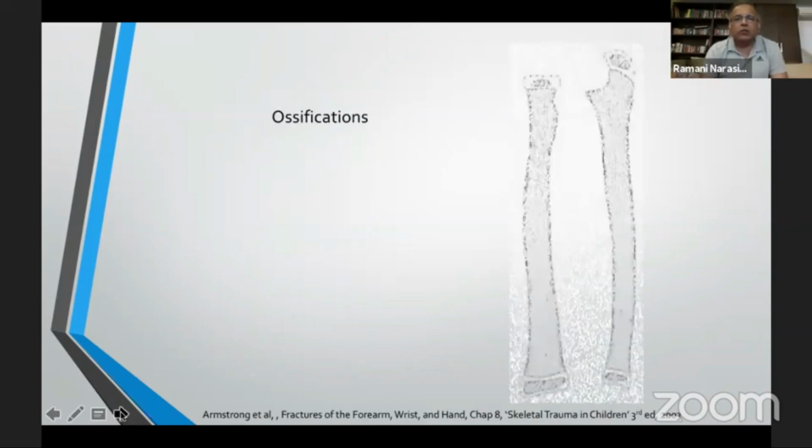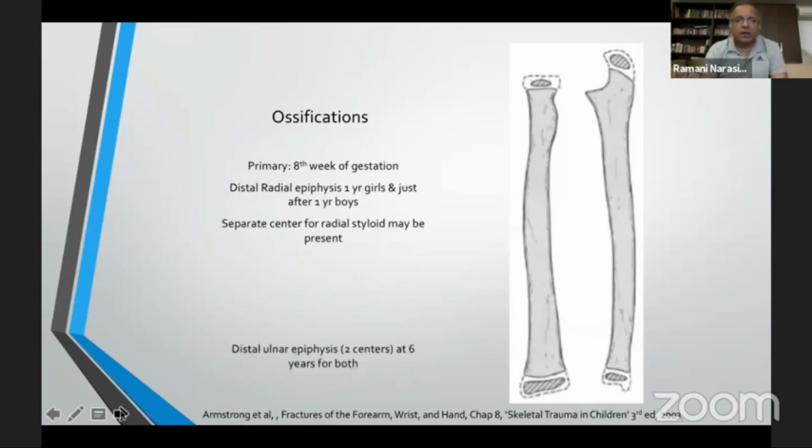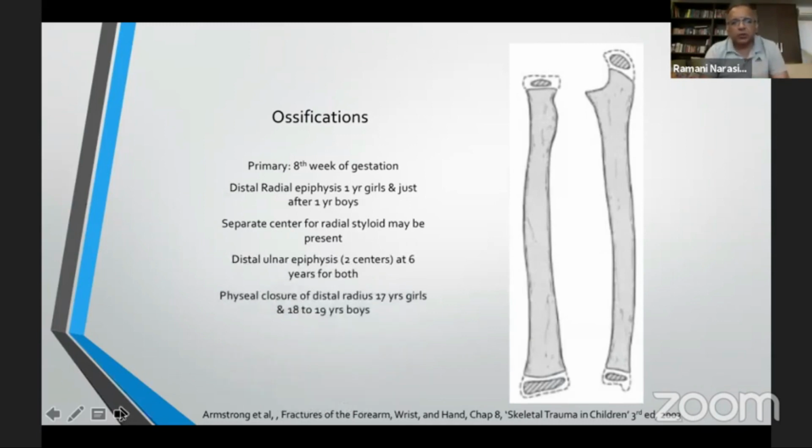Talking about ossification, the primary ones start at the 8th week of gestation. The distal radial epiphysis occurs around 1 year in both sexes. A separate center for the radial styloid may be present. The distal ulnar epiphysis has 2 centers at 6 years for both. Physeal closure of the distal radius occurs at 17 years in girls and 18 to 19 years in boys. Distal ulna, on the other hand, closes at 16 to 17 in girls and 17 to 18 in boys.